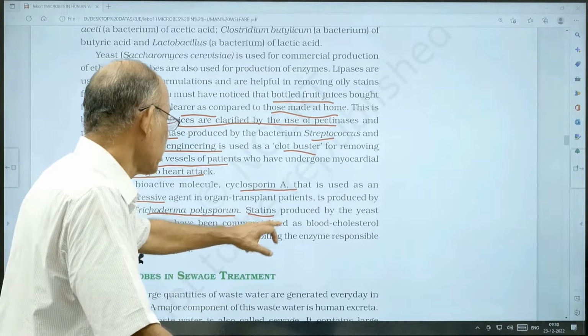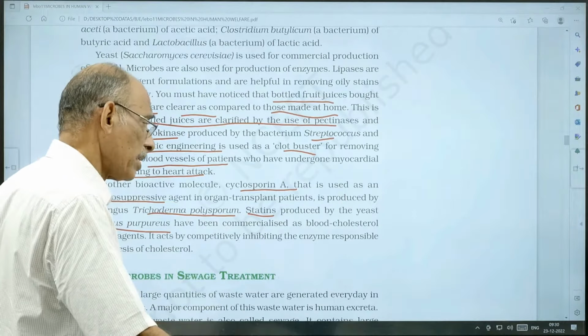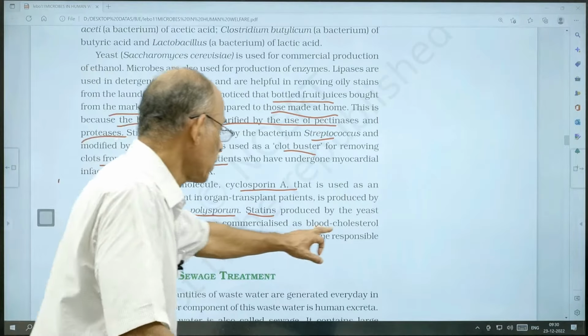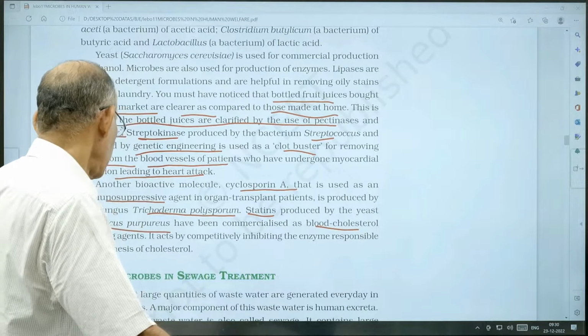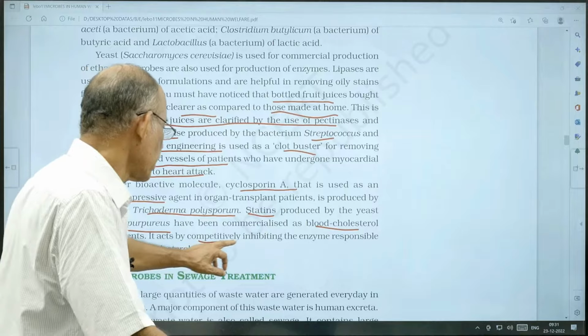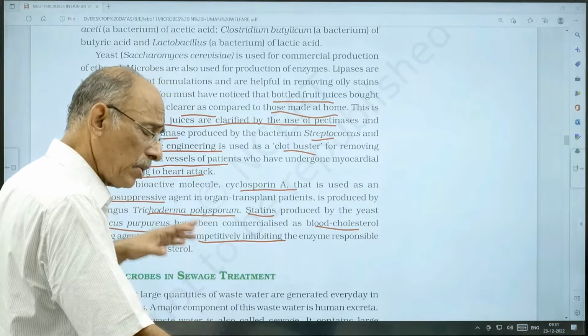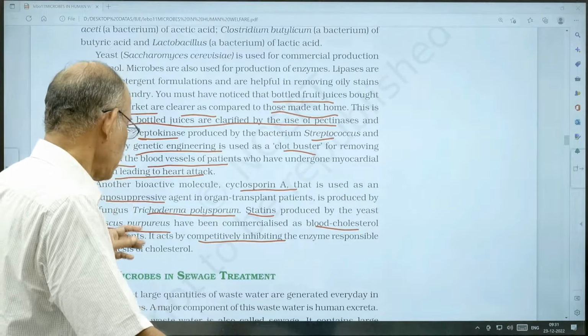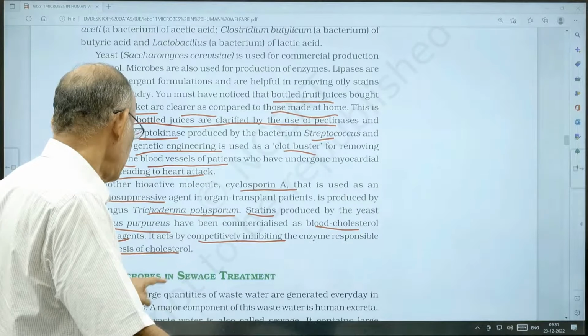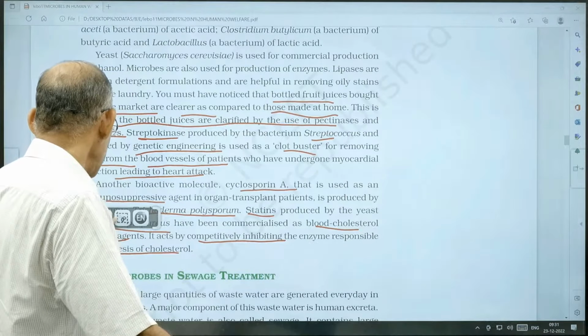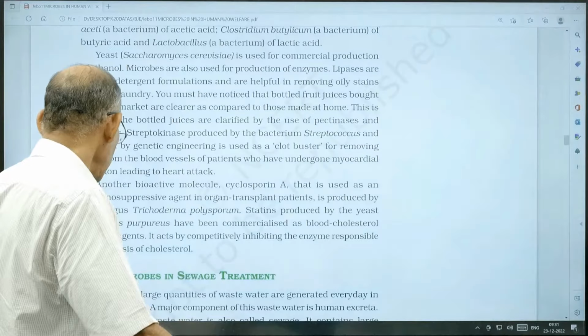Another is statin, produced by Monascus purpureus, which can be used as a blood cholesterol lowering agent, and it works by competitive inhibition, as you studied in biomolecules, to reduce the production of cholesterol. So that is with regard to these microbes in industrial production.